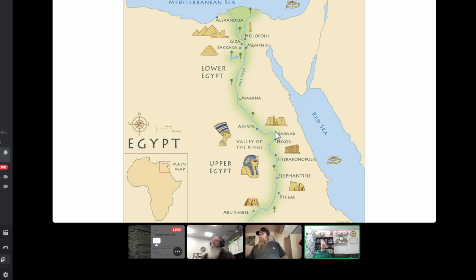So between the 8th and ninth dynasties, the capital will move from Lower Egypt in Memphis to Hyrcanopolis in Upper Egypt. At least that's the story of Manthos.